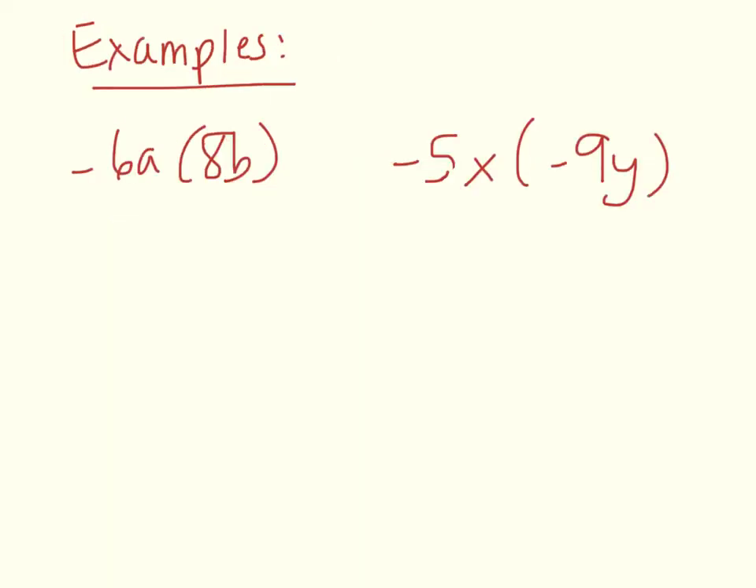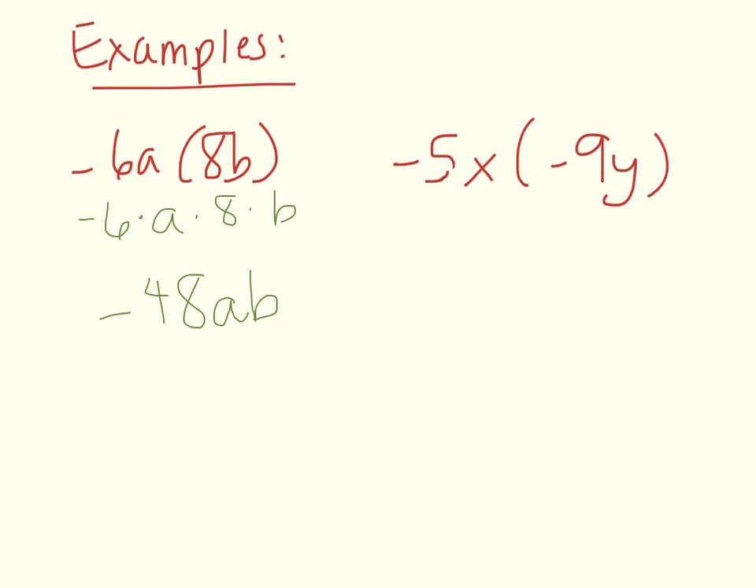Alright, if I have negative 6a times 8b, that really means negative 6 times a times 8 times b. And we know from our properties it doesn't matter the order that I multiply them in. So I want to simplify and do any operations I can. What I notice is that I can go ahead and multiply the negative 6 and the 8. So I'm going to multiply negative 6 times 8 and get negative 48. And then I can't do anything with the a and the b, so I'm just going to leave them there. We'd multiply them if I knew what their values were.